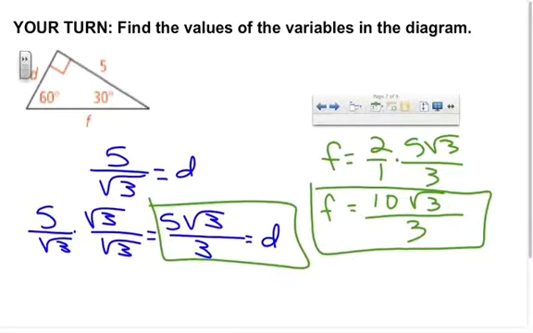Remember, the only things I'm allowed to multiply together are if I have 2 things that are outside or 2 things that are inside. Notice what I have outside, the 2 times 5. There's my 10.